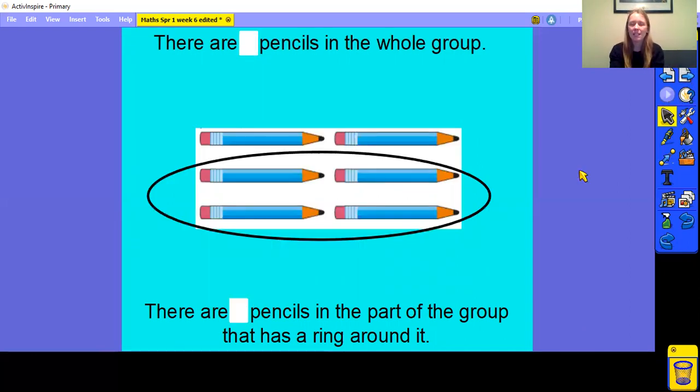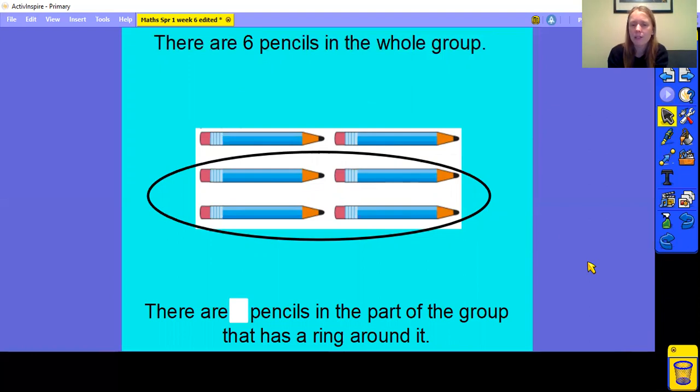Now let's have a look at this one. First, let's see how many pencils there are in the whole group. That means we have to count all of the pencils that we can see. Are you ready to help? 1, 2, 3, 4, 5, 6. There are 6 pencils in the whole group.